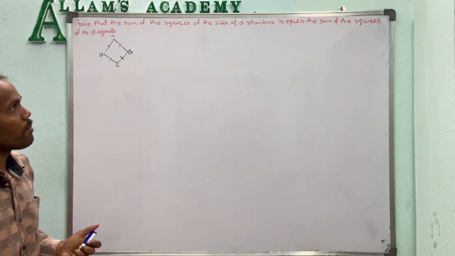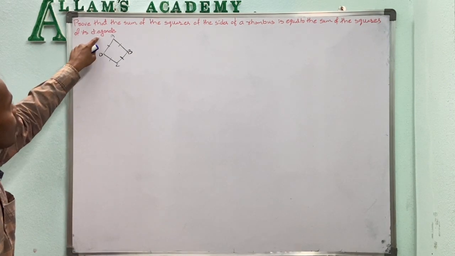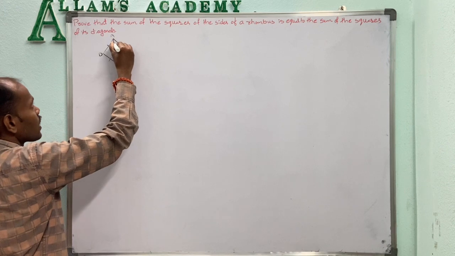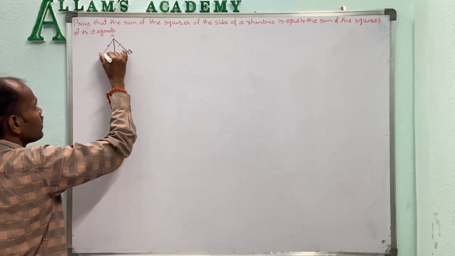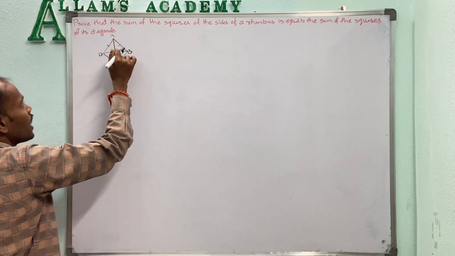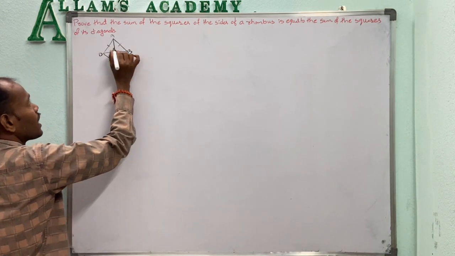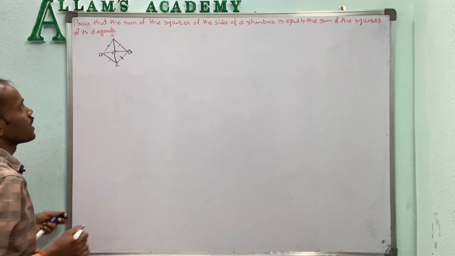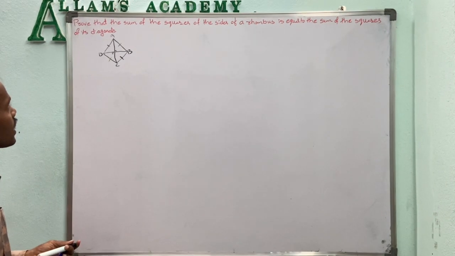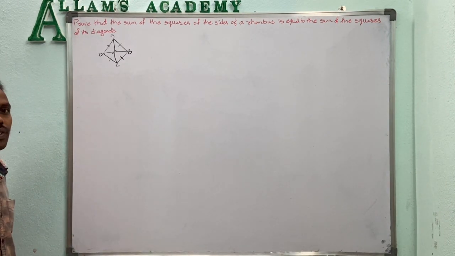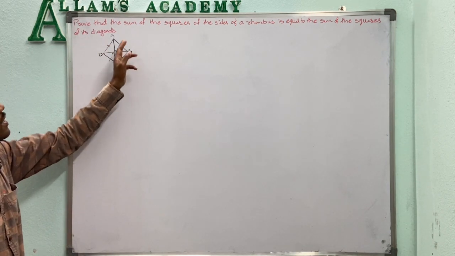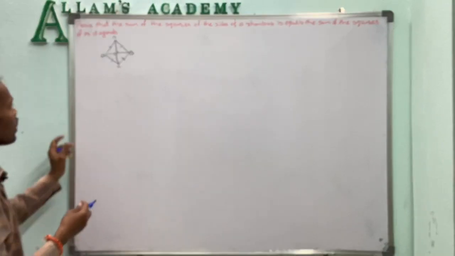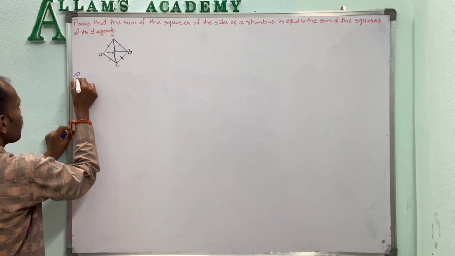Next, in this rhombus we take the diagonals. In a rhombus we can draw two diagonals, joining opposite vertices, that are nothing but BD and AC. The two diagonals perpendicularly bisect each other, and that point of bisection will be taken as O. Now we have to prove the sum of the squares of its sides is equal to the sum of the squares of its diagonals.